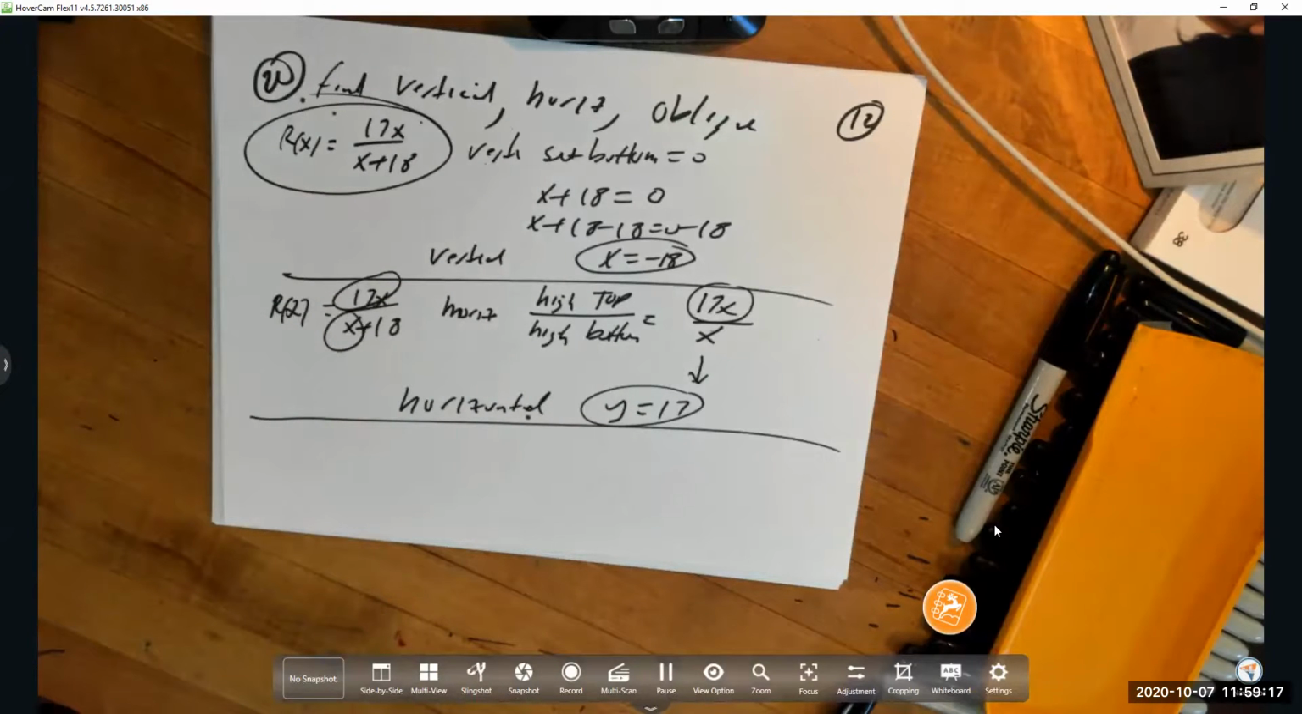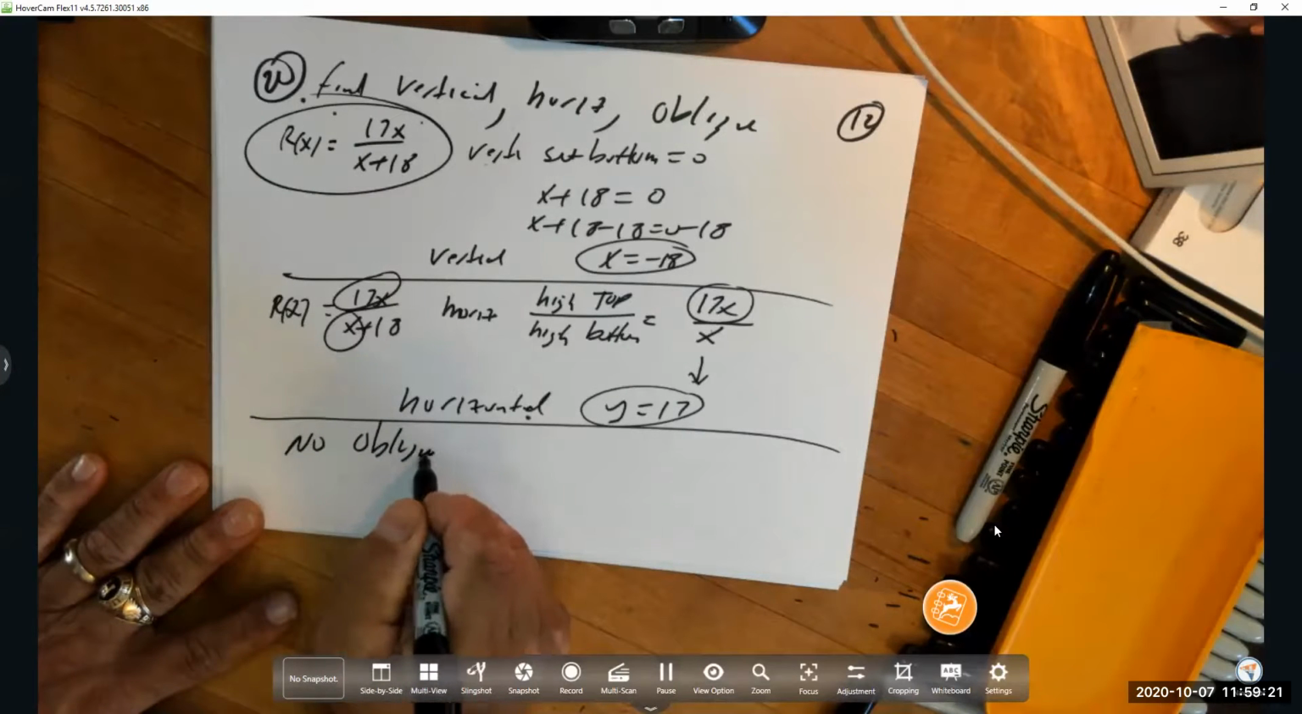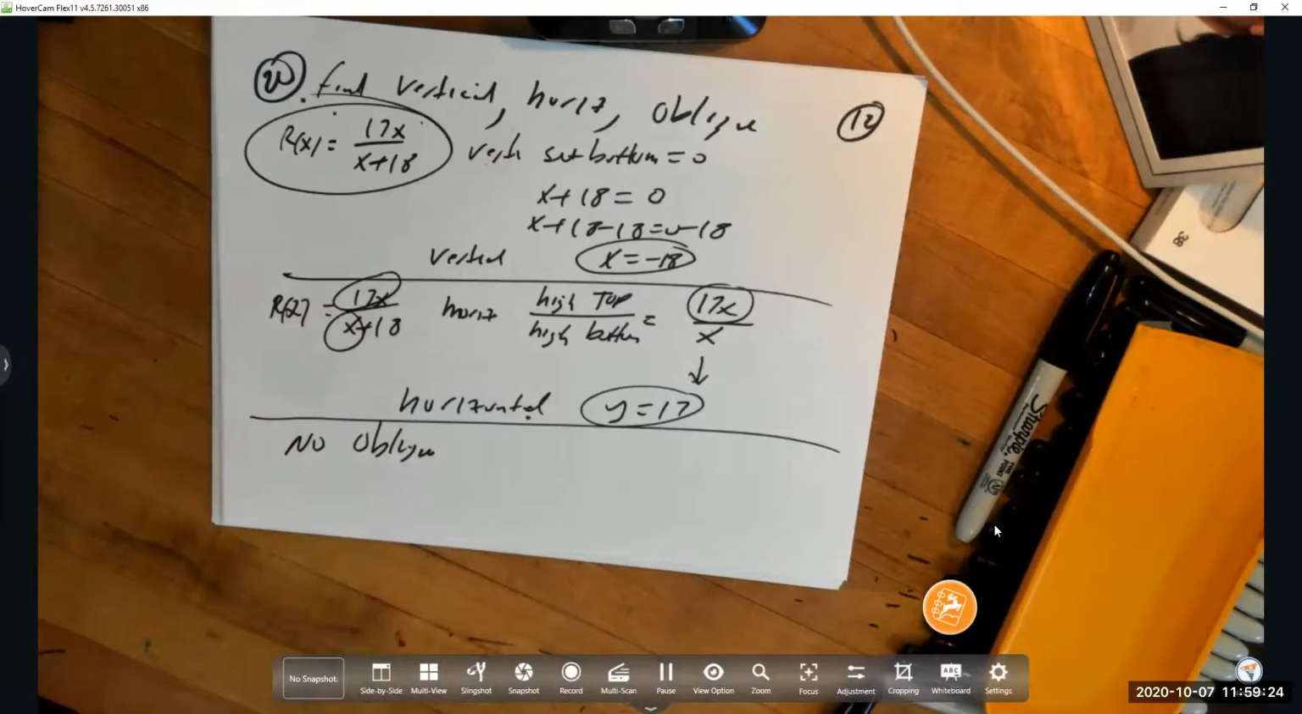Why 17? And this one has no obliques. I just tell you what the answer is. This one has no obliques, that's it. Don't worry about it. All right. Vertical, horizontal, no obliques.